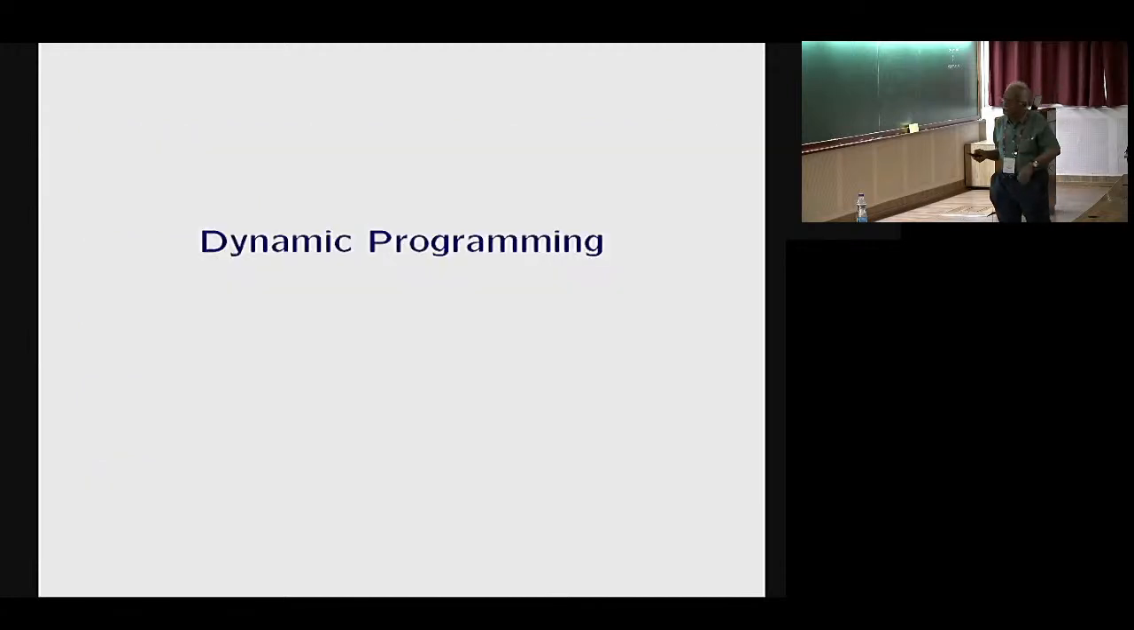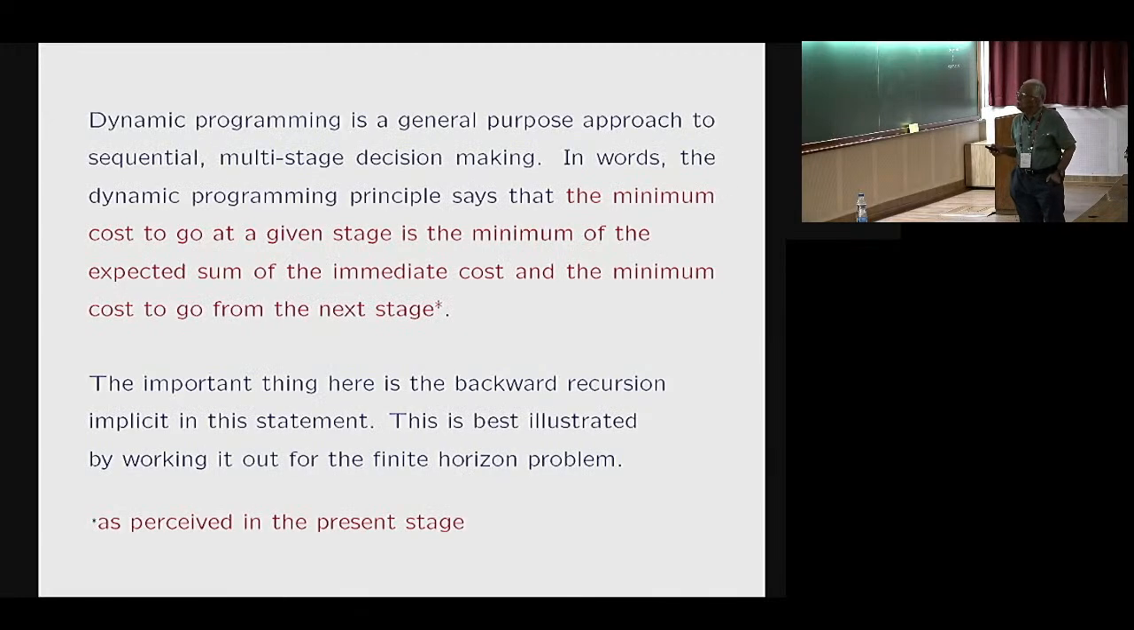This is the standard way, not the only way, but the standard way of approaching control problems. This is a verbal statement. The minimum cost to go at a given stage is the minimum of the expected sum of the immediate cost and the minimum cost to go from the next stage. So you look at what you have to pay plus what you expect to pay tomorrow onwards. The minimum of that sum is what you expect to pay now.